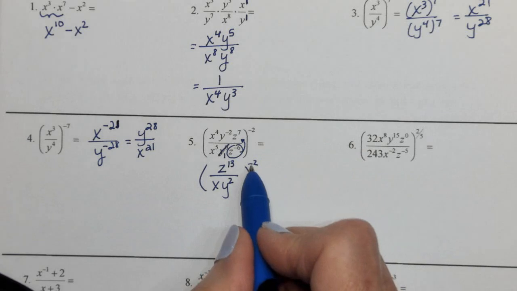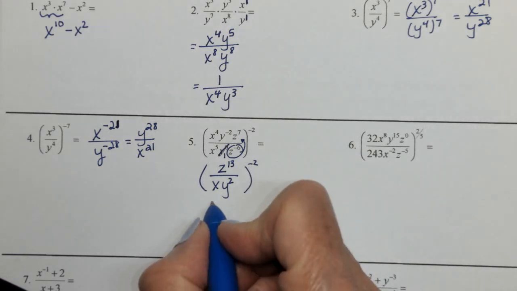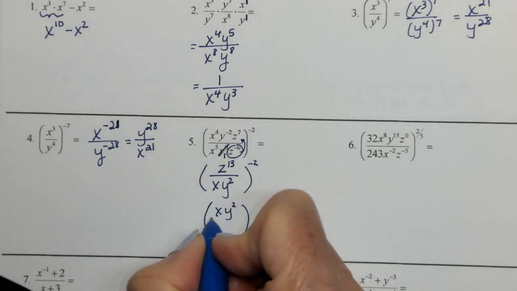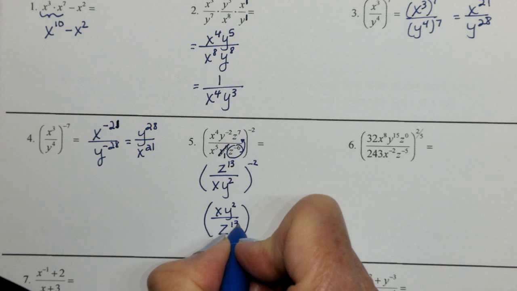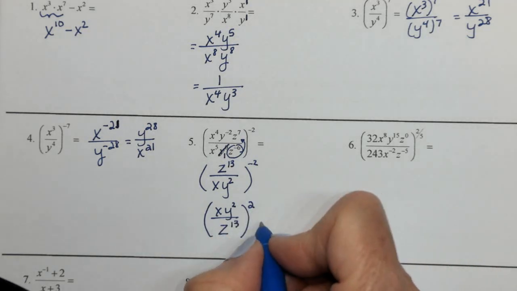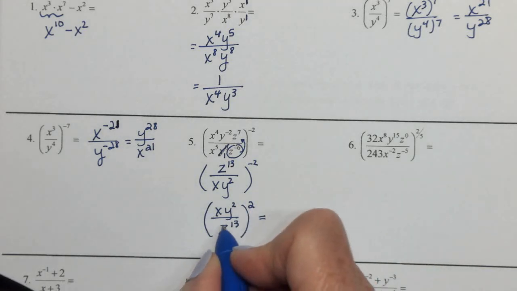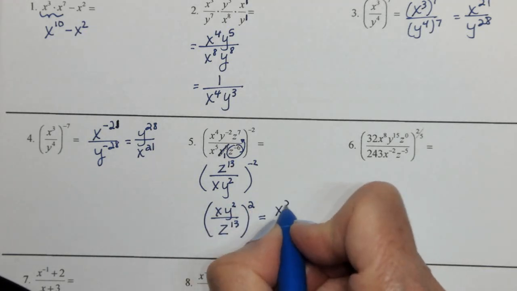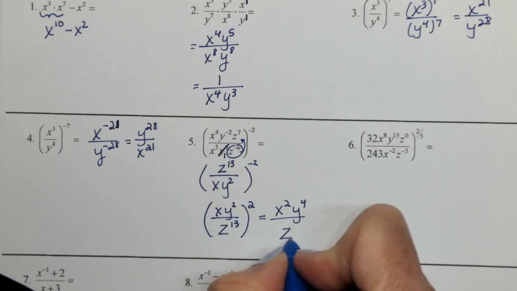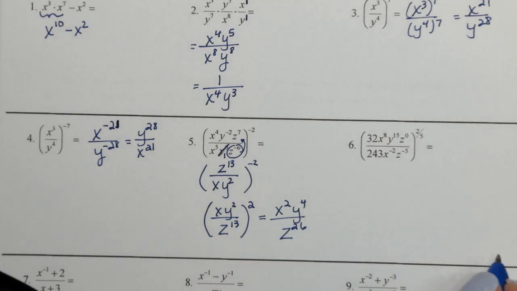And now I will apply the negative. What's going to happen when we apply the negative? It's going to flip our fraction. So it'll be x y squared divided by z to the 13th, all to the positive 2. And now lastly, I'm going to apply that positive 2 power, raise each thing to that power. So I'll have x squared, y to the 4, divided by z to the 13 times 2, 26.